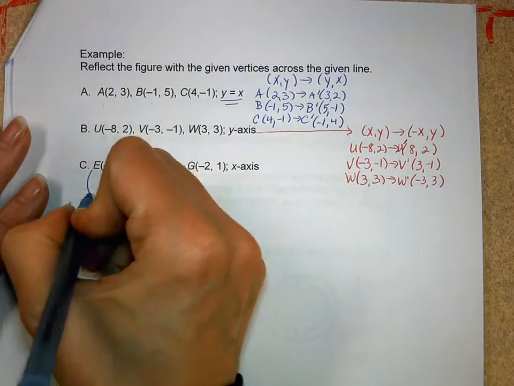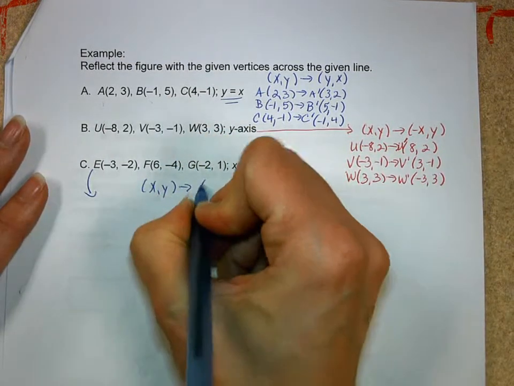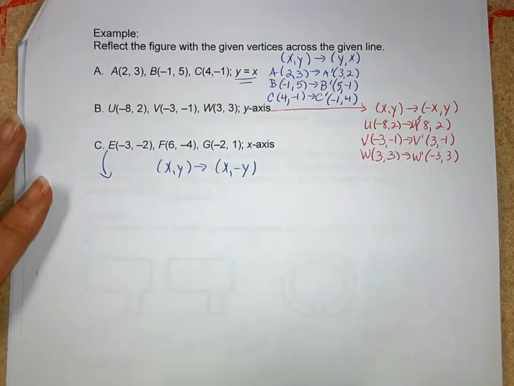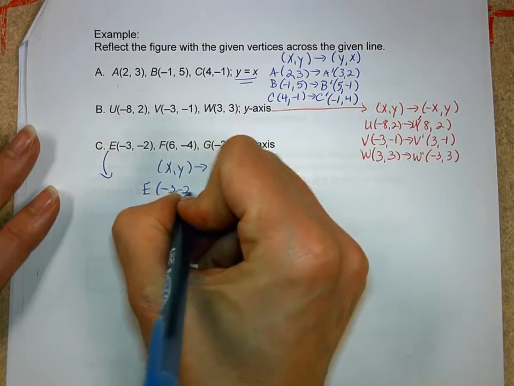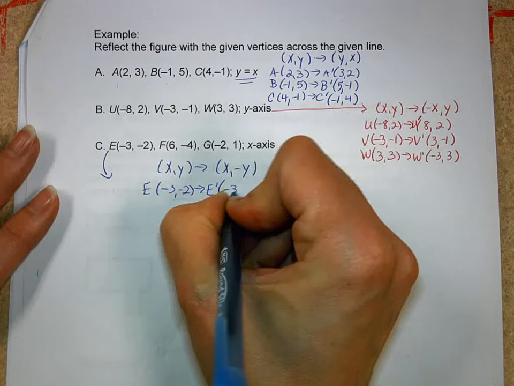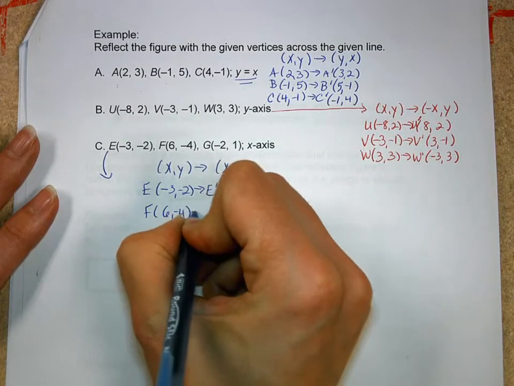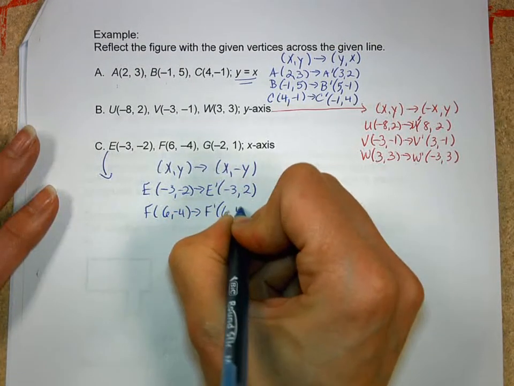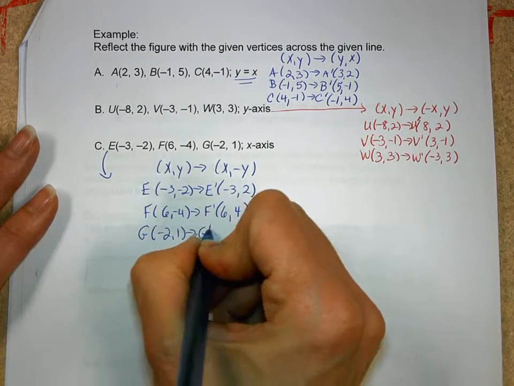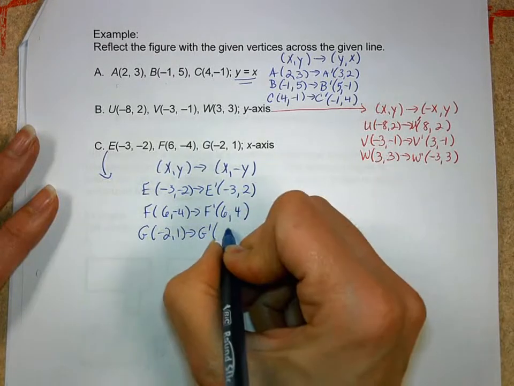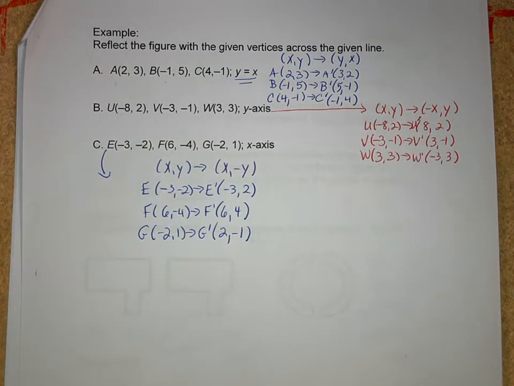So then on the same thing, we're going to do the next one down here so it's a little bit easier to read. I got to go across the x-axis. So my original point's (x, y). X stays the same, but y switches when we go over the x-axis. So E is here at (-3, -2). E prime is at (-3, 2). F is at (6, -4). F prime is at (6, 4). G is at (-2, 1). G prime is going to be at (-2, -1). And that's your mapping. That shows your reflection with these.